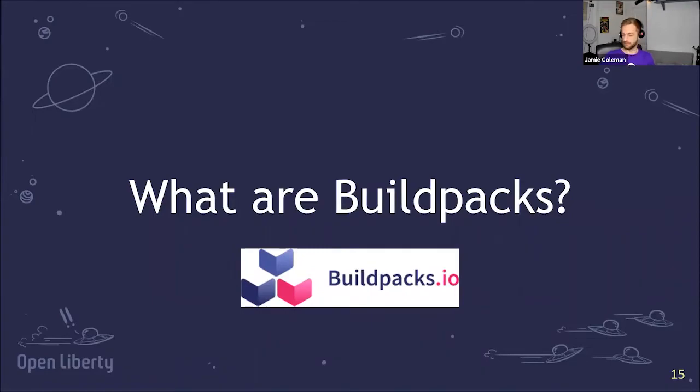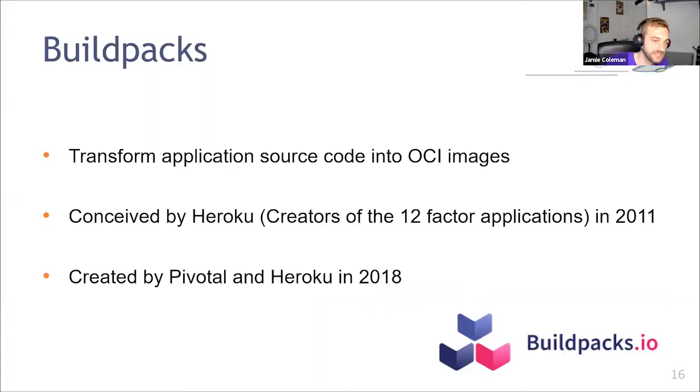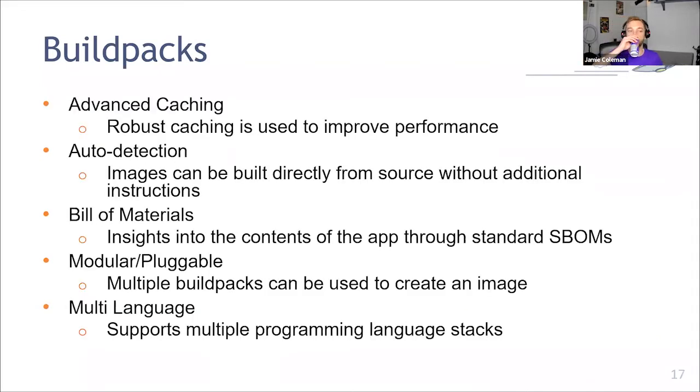So what is a build pack? A build pack essentially takes your application source code and transforms it into OCI images, so you can use them pretty much anywhere. It was conceived by Heroku, and Heroku were the creators of the 12-factor application in 2011. They came together with Pivotal in 2008 to merge the work they were doing to create what we have today, which is build packs. Right, so what do build packs offer?